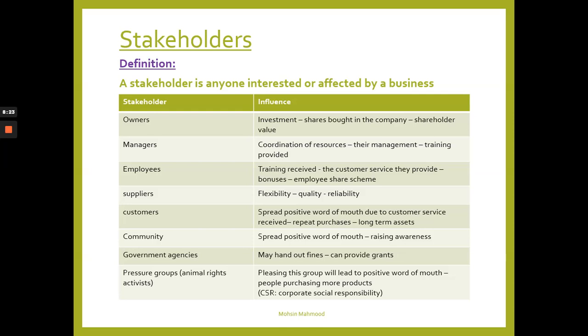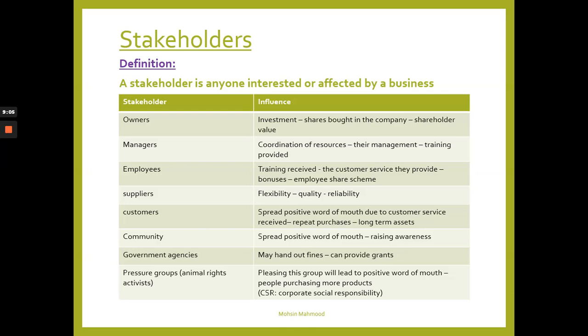Owners can influence a business through their investment, through the shares that are bought in the company. They want their shareholder value to increase. A business will want investors to become owners, and they become owners by buying shares in a business. Through purchasing shares, a person becomes a part owner of that business. Through demanding and purchasing more shares, that should raise the share value.